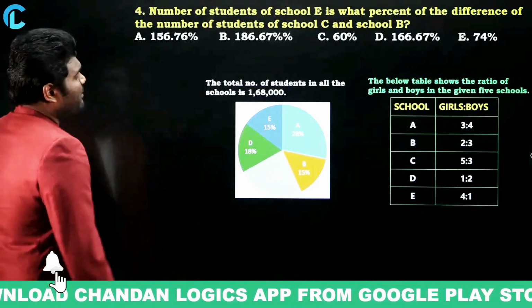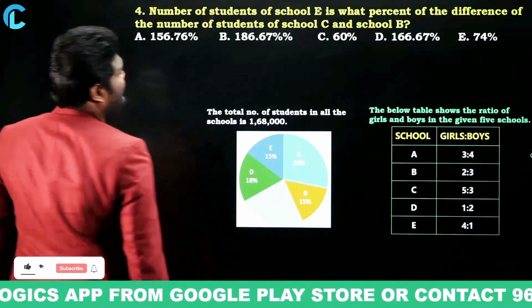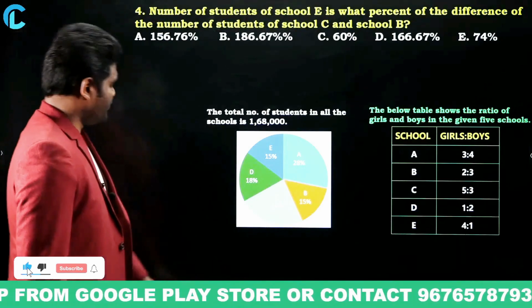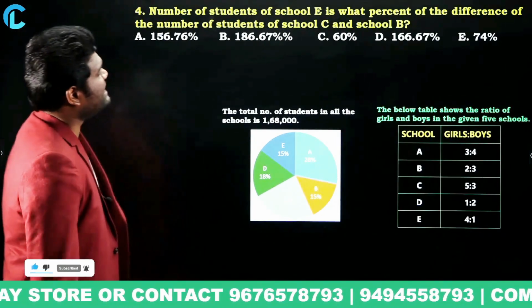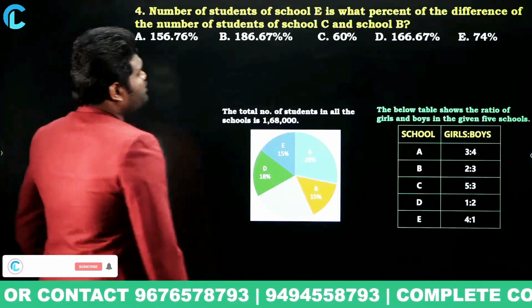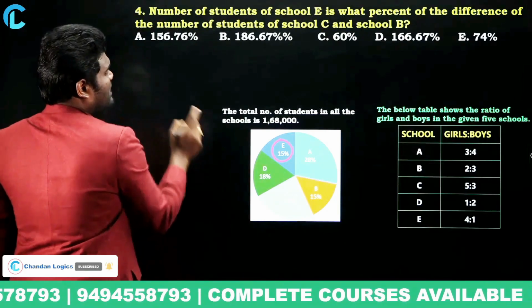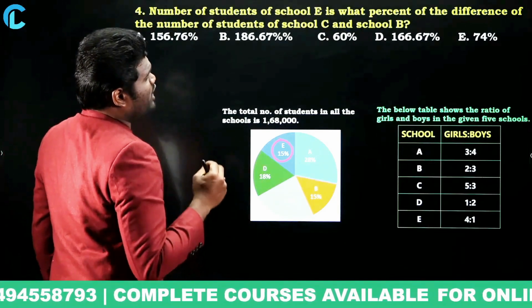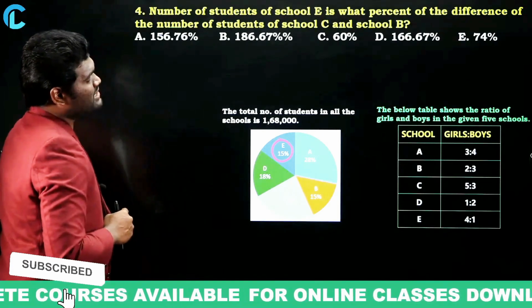Next. Number of students of school E is what percent of difference of number of students of school C and B together? Number of students of school E is how much? 15. Number of students of school E is 15. Is what percent of difference of number of students of school C and B together?